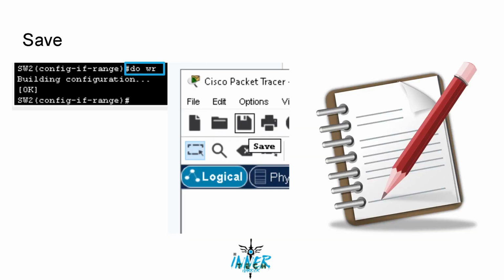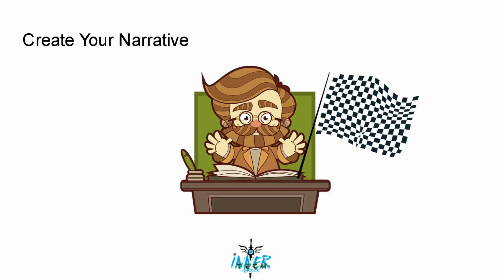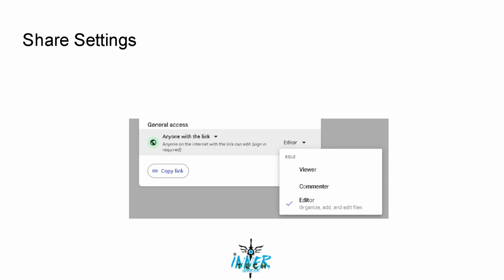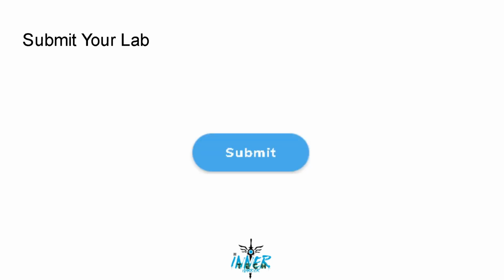Awesome. Now save your configuration, save your Packet Tracer file, and update your notes. Then create your narrative. After that, share the Google Drive folder you have for this lab with anyone with a link can organize, add, and edit access. Then submit the lab for review. If you don't know how to submit the lab, refer to the instructions in the lab's intro video section of this program. After that, you can move on to the next lab.